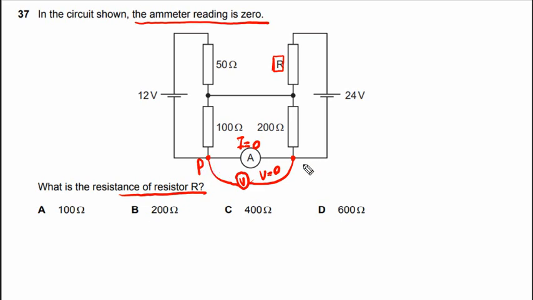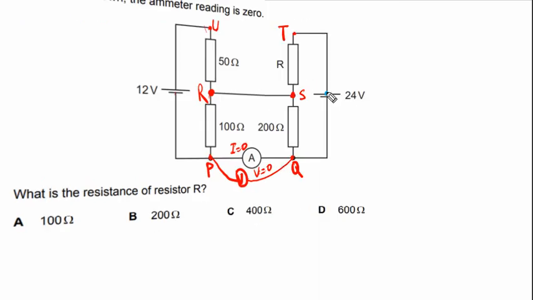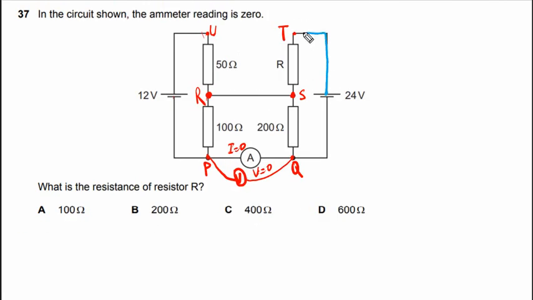Let's say this point is P and this point is Q, and let's say this point is R and this point is S, and this point is T and this is, let's say, U. First of all, let's try to find out the direction of current. I will simply draw one possible direction of current and then I will ask you one simple question about that. Let's say current flows like this.